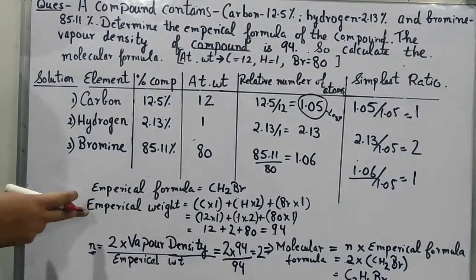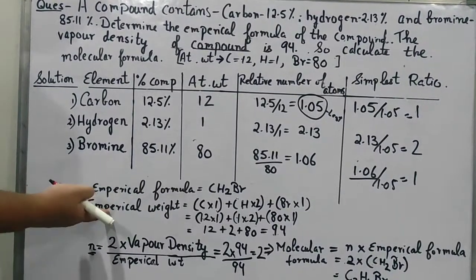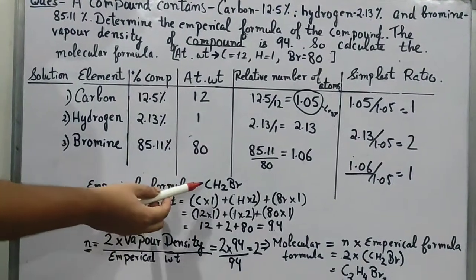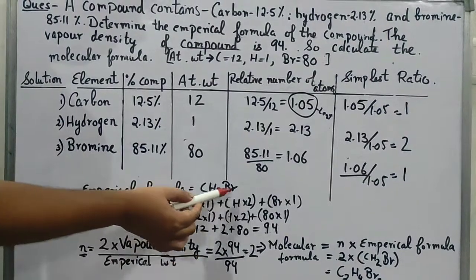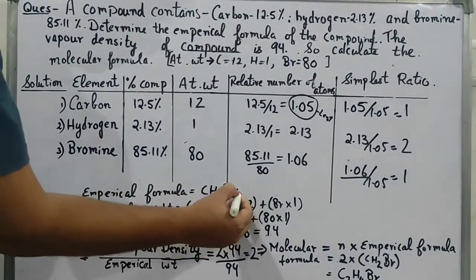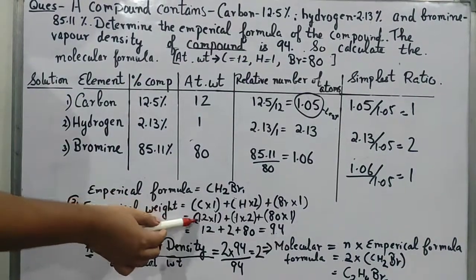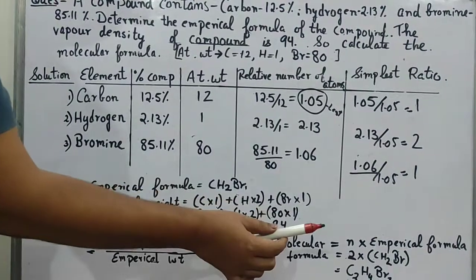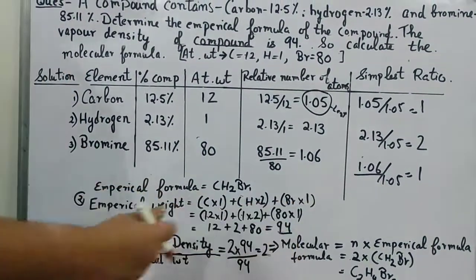Now calculate the empirical weight. This is step number 2. Calculate the empirical weight. How? Just like you used to calculate the molecular weight. C into 1, hydrogen into 2 and Br into 1. The weights are given here. So 12 into 1, 1 into 2 and 80 into 1. When you calculate it, you get 94. This is your empirical weight.